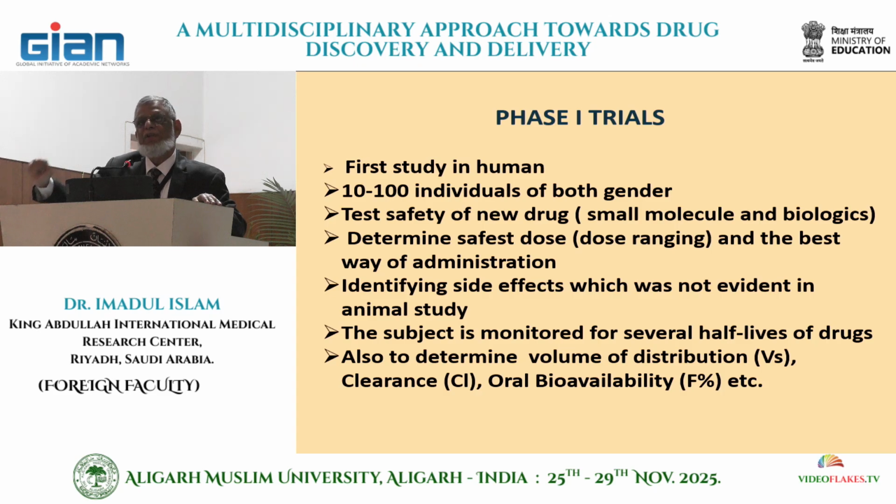So 10 to 100 individuals of both genders. We test the safety of the molecule, a small molecule, and biologics both. Biologics means protein-based molecules. Determine the safest dose, which is the dose which has to be used, and we range the dose. The best way of administration, whether it is oral, IP, or any other way. Identify the side effects which are not evident in animal studies.